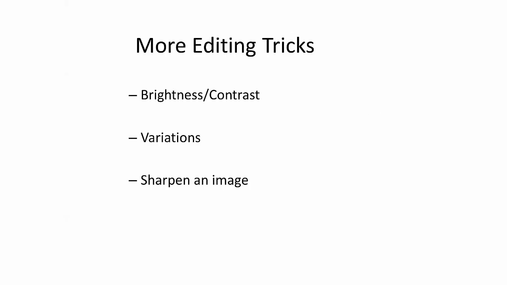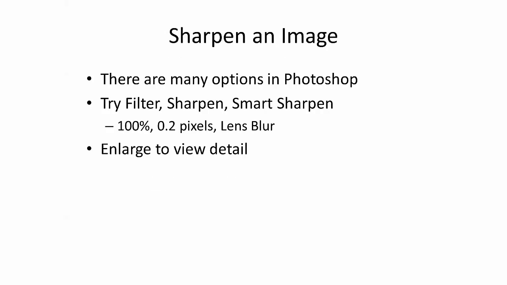More editing tricks. Brightness and contrast. Variations. Sharpen an image. There are many options in Photoshop. Try Filter, Sharpen, Smart Sharpen. 100%, 0.2 pixels, Lens Blur. Enlarge to view detail.